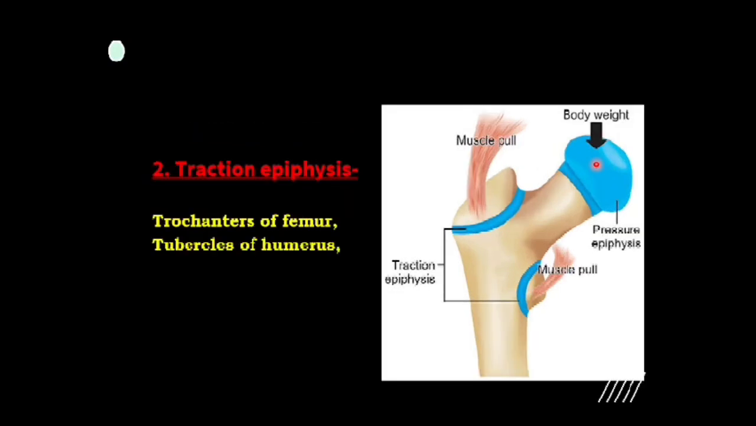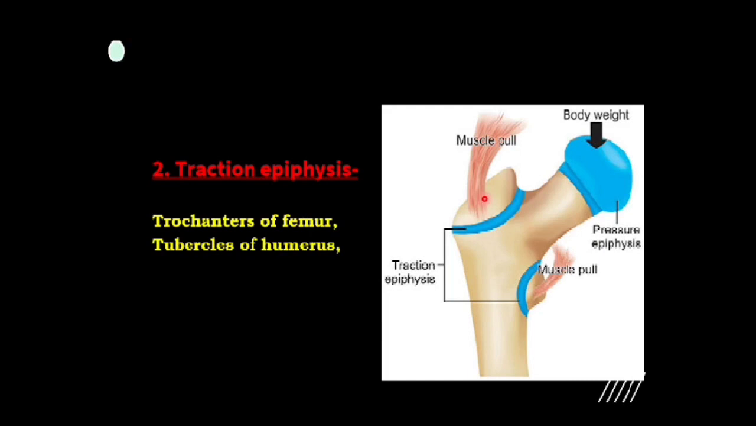Next is traction epiphysis. So traction means what? It means pull. So these ends or epiphyses are formed by the pull of muscles, and they are non-articular. And you can see in this diagram, they provide attachment to muscles. So these are trochanters of femur and tubercles of humerus. And also you can say the mastoid process of skull. In case of mastoid process, the sternocleidomastoid muscle gets inserted to this region.